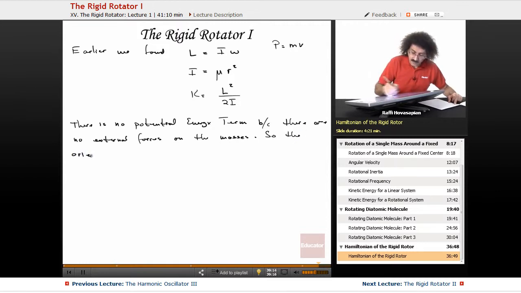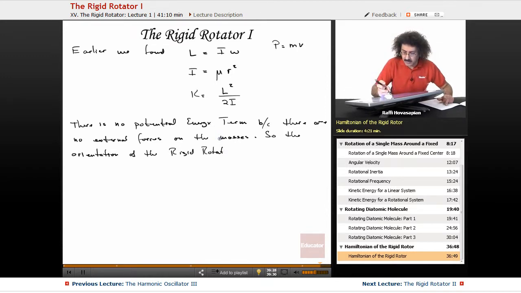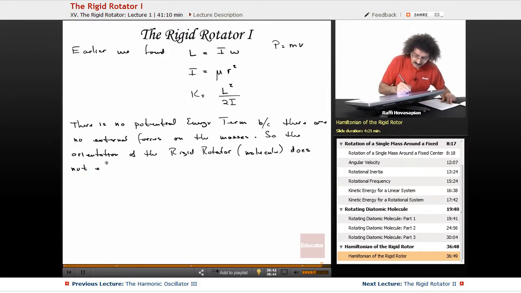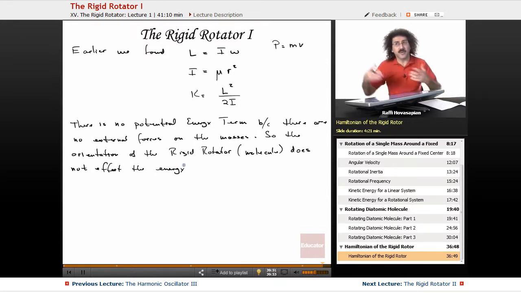So, the orientation of the rigid rotator, and when we say rigid rotator, we're just talking about the thing that's actually turning, you know, the diatomic molecule, whatever it is we happen to be discussing. The rigid rotator, which is just the molecule. So the orientation of the rigid rotator does not affect the energy, because there is no external force, so it doesn't matter how it's rotating. It doesn't change the energy of the rotating system.